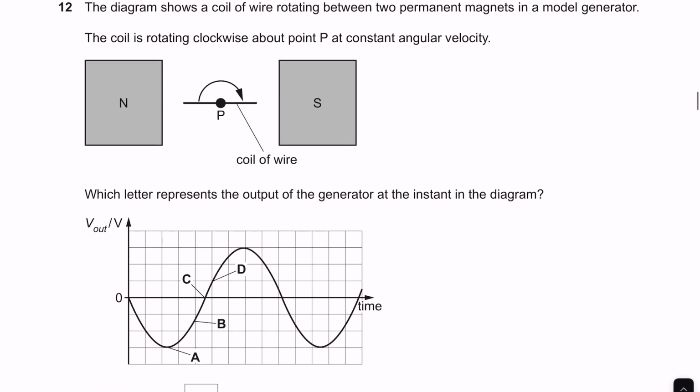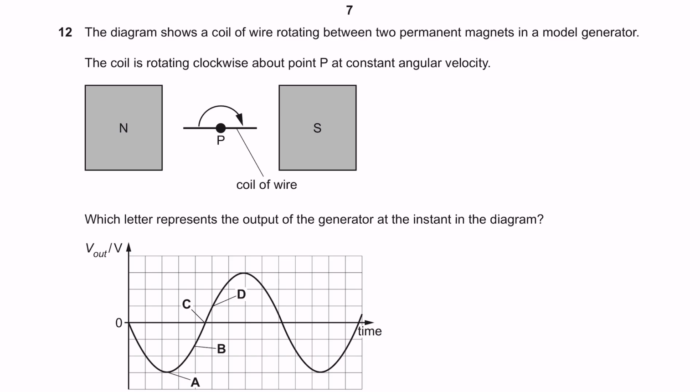Question number 12. The diagram shows a coil of wire rotating between 2 permanent magnets in a model generator. The coil is rotating clockwise about point P at a constant angular velocity. And which letter represents the output of the generator at the instant in the diagram? So at this time in the diagram, the coil is basically parallel to the magnetic field. So you can imagine that if you had, obviously, a rectangular coil, and it was just sitting parallel, you know, like so.